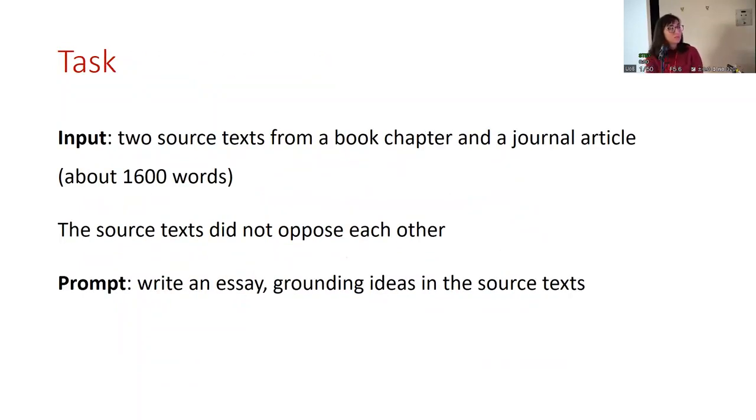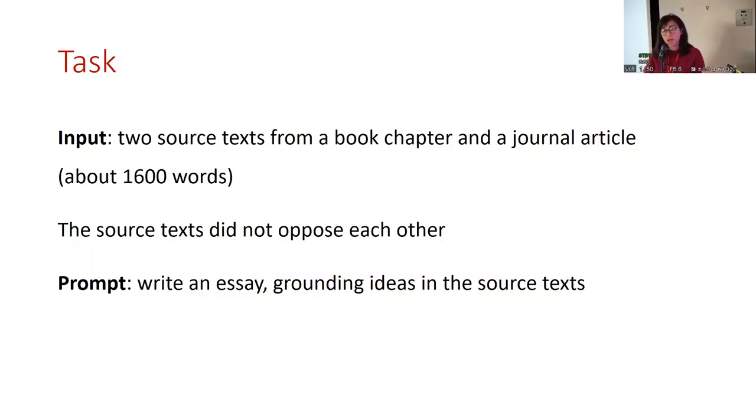The task included two source texts from a book chapter and a journal article. Of course, I simplified them, but I tried not to simplify too much. The source texts included quotations or citations from secondary sources as well. The source texts didn't oppose each other. They were thematically linked, and the topic was climate change.